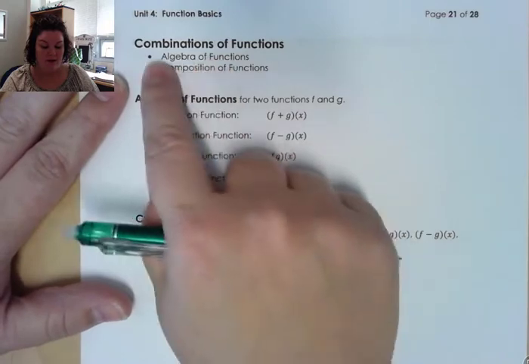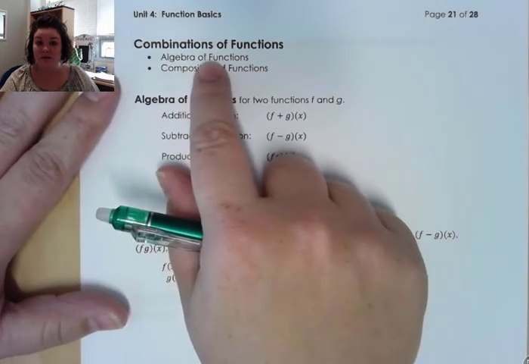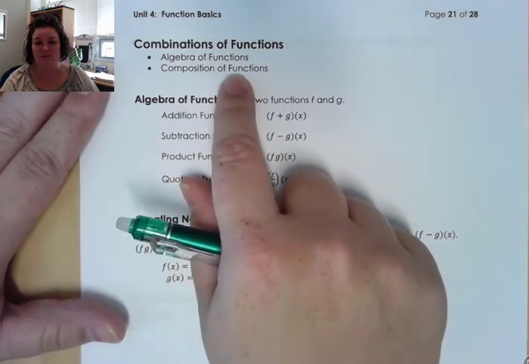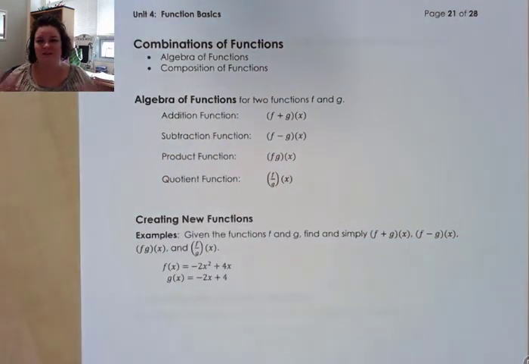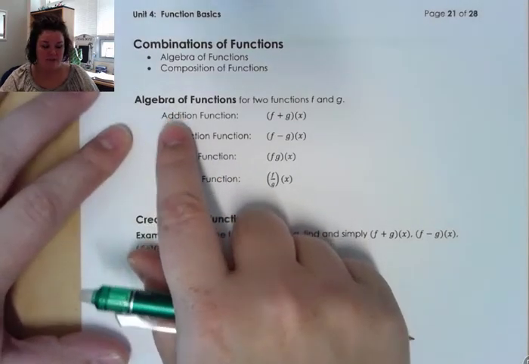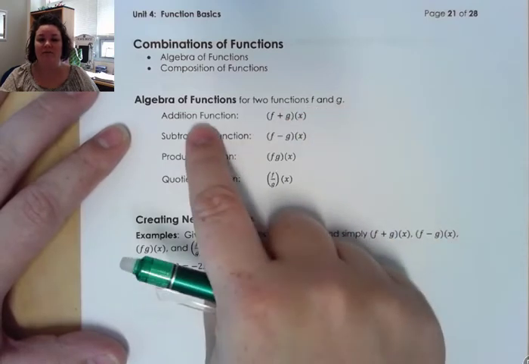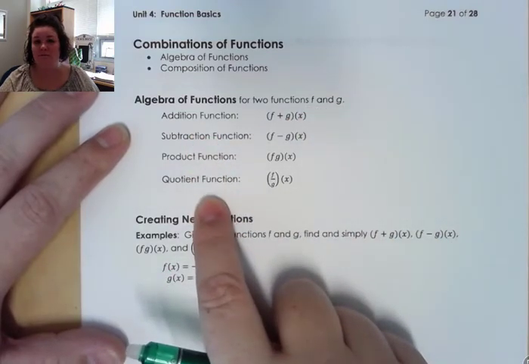So when it comes to combinations of functions, we have two different types. We have algebra of functions, and we also have composition of functions. And I'm going to go over those separately so that we don't get confused, okay? So looking at the algebra of functions, basically we take two functions, which we're going to call f and g, and we can create four new functions, okay?